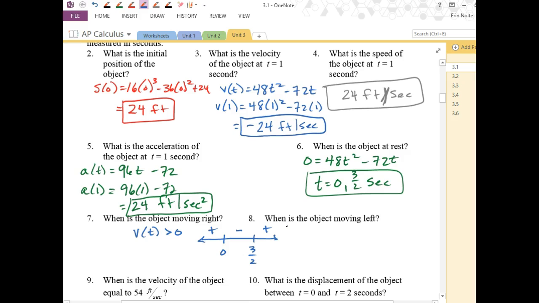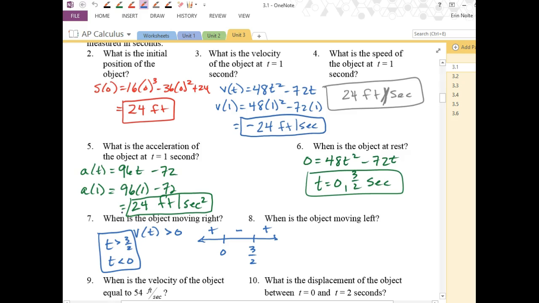Okay. So we just said that the object is moving to the right when the velocity is positive. So what are the two intervals where it is moving to the right? When t is greater than 3/2 and when it's less than 0. Okay, so you could write that in interval notation. I kind of like the inequality notation because we are specifically using t as a variable and it gives us more information. So you wouldn't include 0. You don't have to.